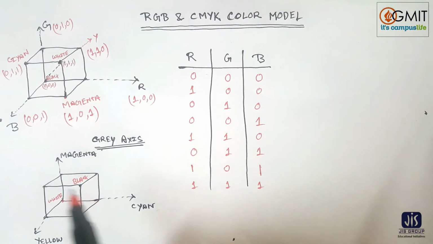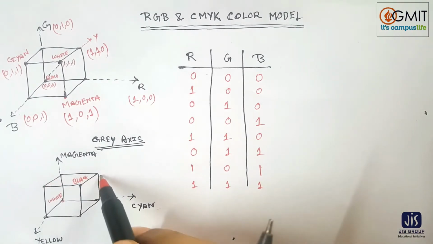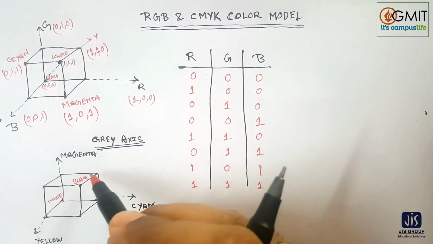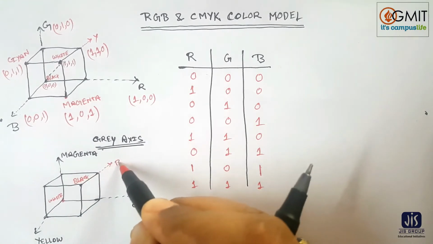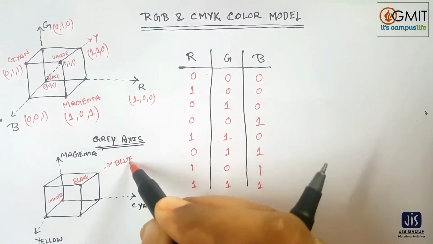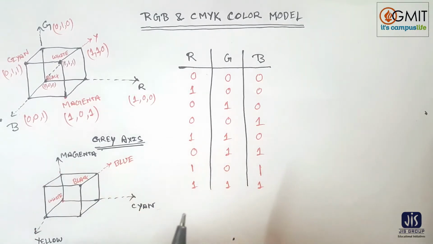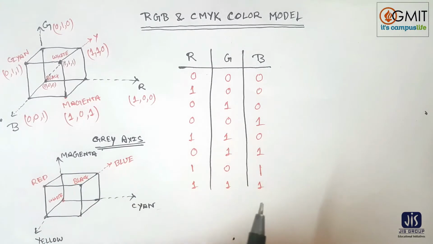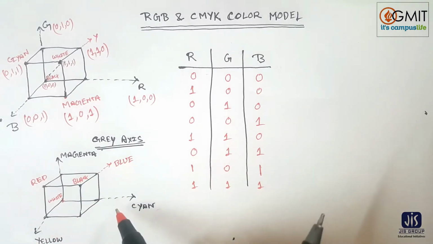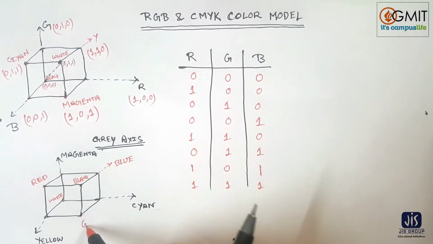Okay, from cyan and magenta we can get this point, and this is blue. From magenta and yellow we can get this, and this is called red. And from yellow and cyan we get this, which is called green.